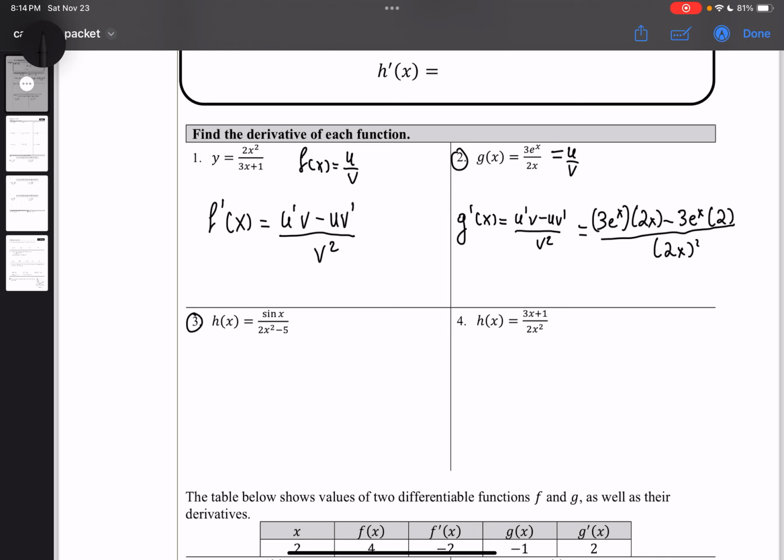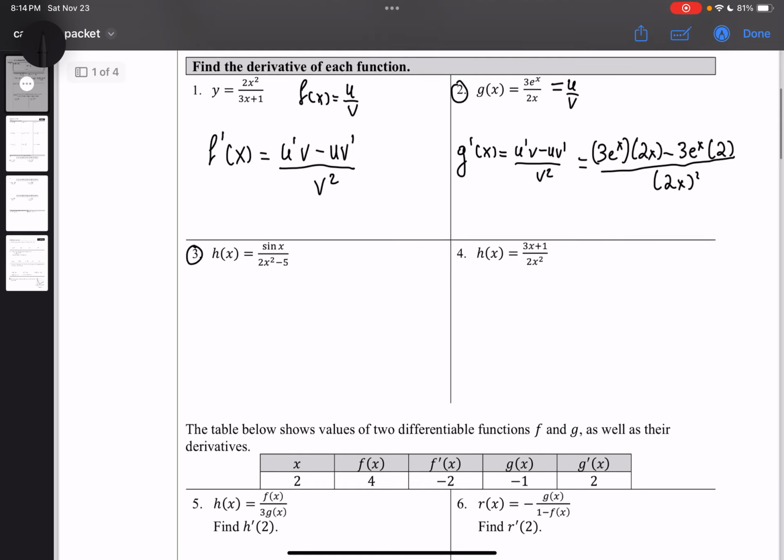Now, if you want to simplify it, you can simplify it by taking 3e to the power of x as a common factor. If you don't want to simplify it, it's up to you. So yeah, this is basically the form that you're going to end up with.